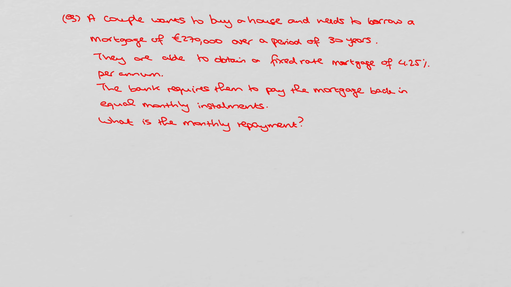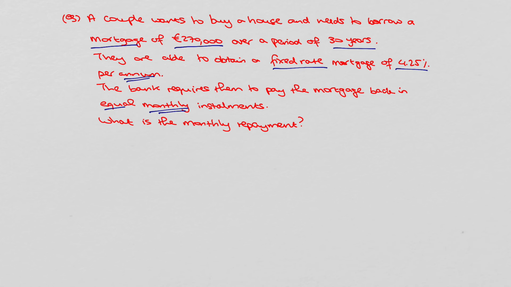So we had a couple buys a house and needs to borrow a mortgage of 270,000. It's over a period of 30 years. They get a fixed rate mortgage of 4.25% per annum. The bank requires them, however, to pay the mortgage back in equal monthly instalments. And then what is the monthly repayment?